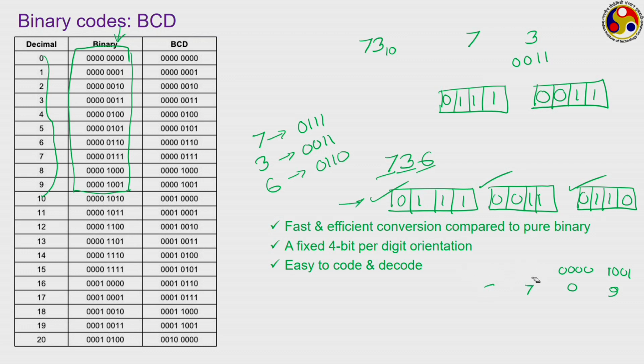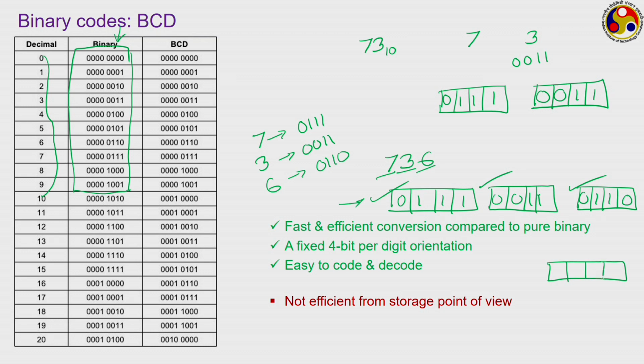Whatever the number of digits in the decimal number, the same will be the number of 4-bit registers required here. But it is not very efficient from a storage point of view, because remember, in a 4-bit register, what is the largest number that we can store? This is your 4-bit register. Now, the largest binary you can store is 1111, which is 15, or we can also calculate directly as 2 to the power 4 minus 1, which is 16 minus 1, that is 15.